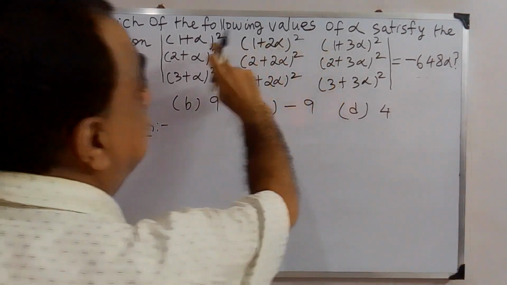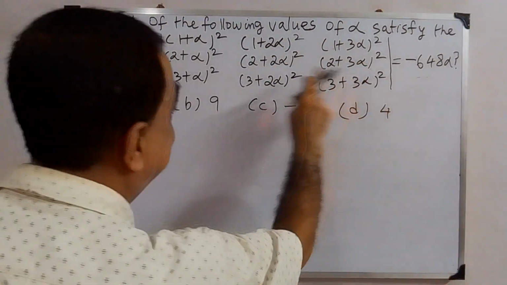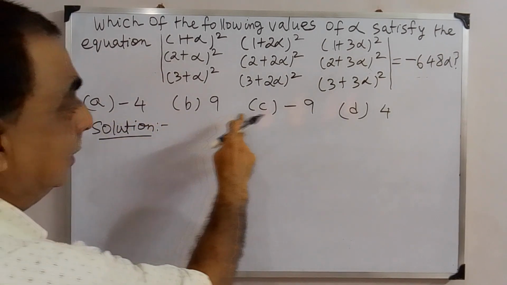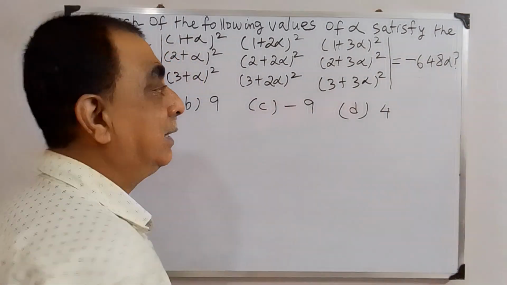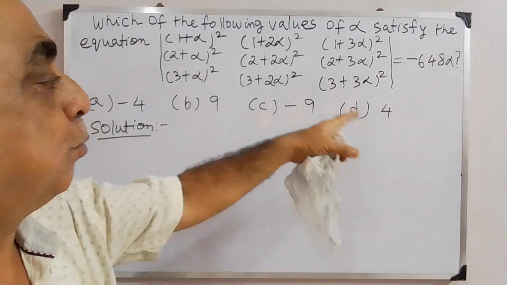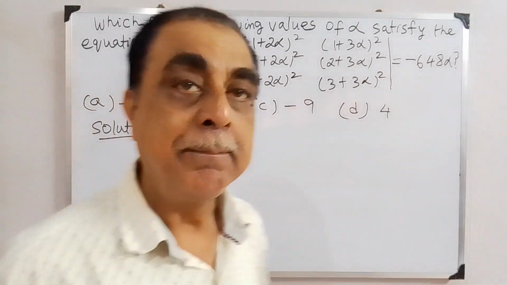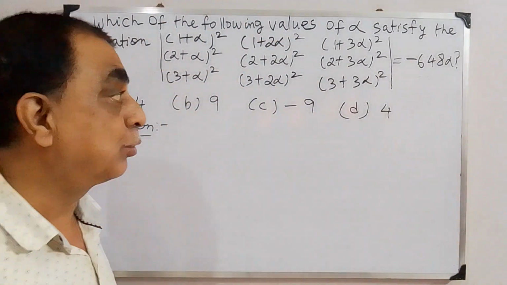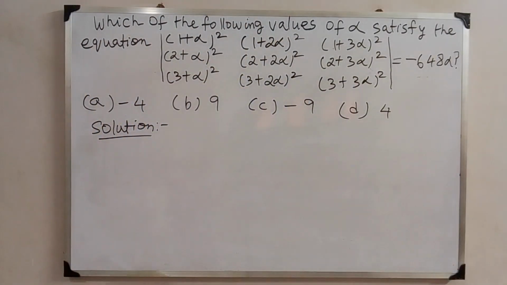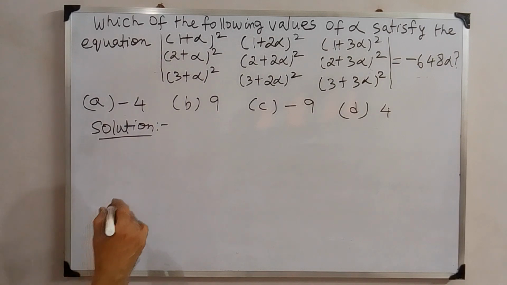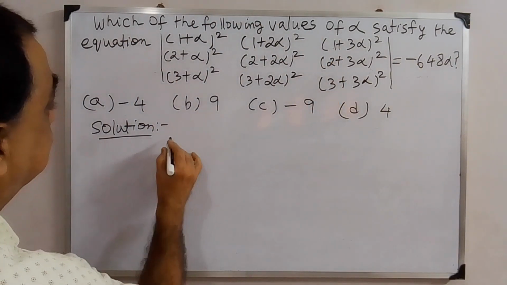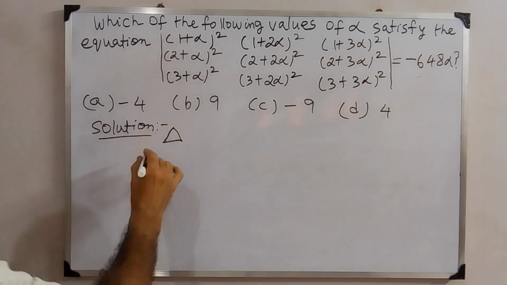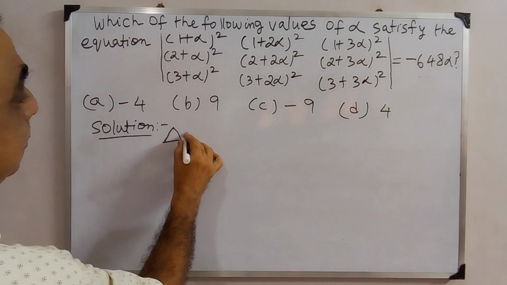We have to find the values of alpha from the options given. A is minus 4, B is 9, C is minus 9 and D is 4. Out of these 4 options, there may be more than one correct answer, so we have to find those correct values of alpha. So how will we start? See here. Let this determinant be expressed by delta.